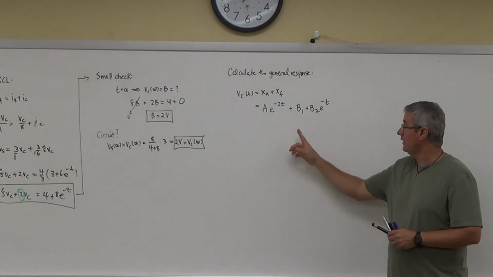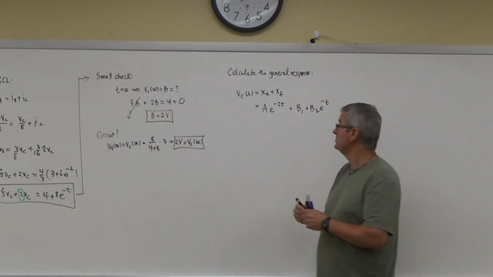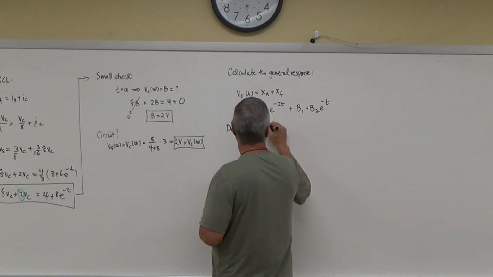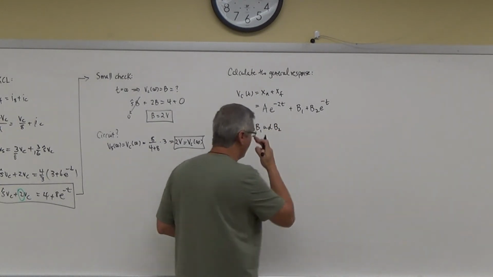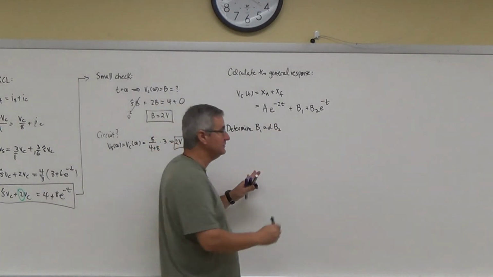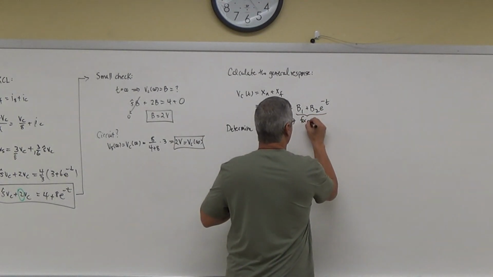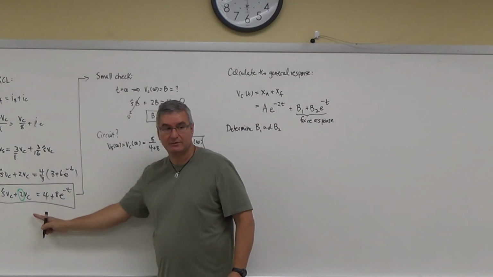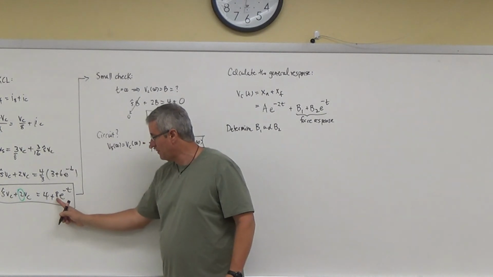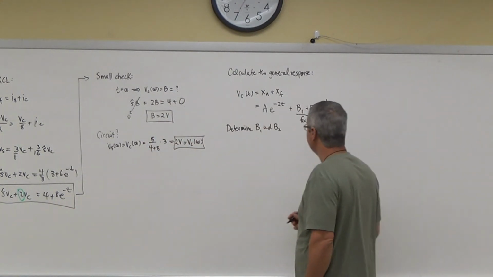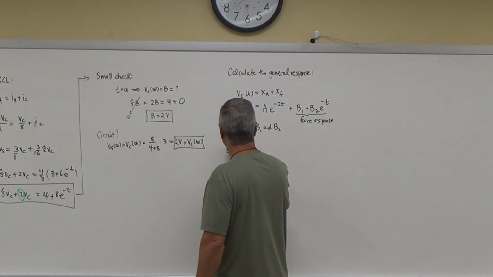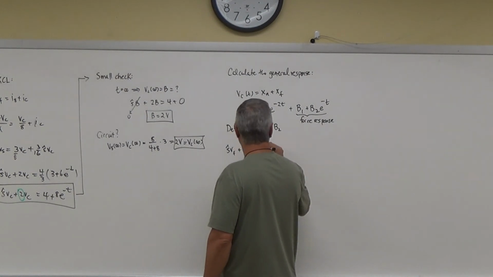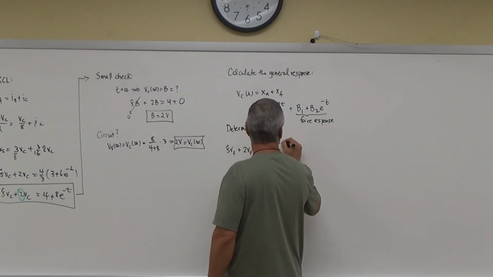So now my job is to get what? B1 and B2. So now we need to determine B1 and B2. The way I do that is I take my forced response, this is my forced response, and I plug it back into the differential equation. Then I force B1 and B2 to match these guys right here. So let's do that. Now I have S hat VC forced plus 2 VC forced has to equal 4 plus 8 e to the minus t.